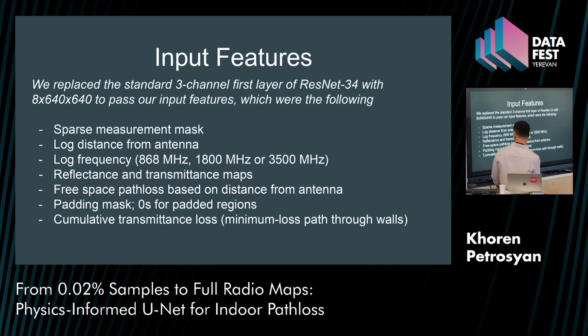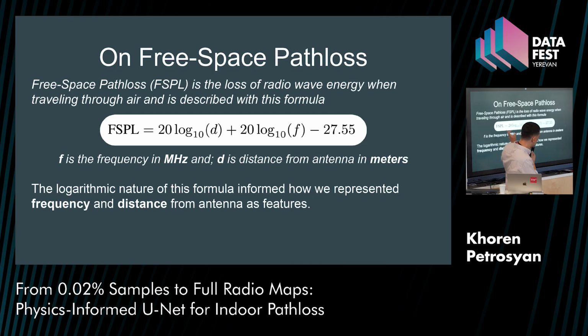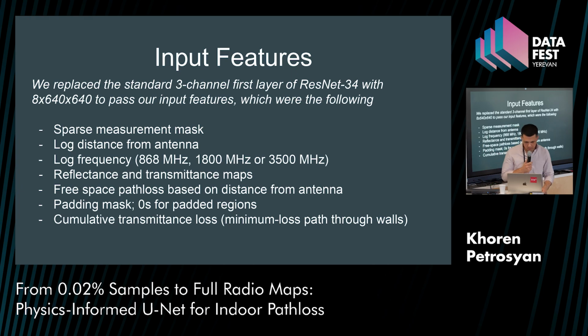We put log frequency and log distance from antenna as separate channels, and they are represented logarithmically due to their relationship in the FSPL formula. We also added padding and cumulative transmittance loss, which is how much signal strength would have been lost traveling from antenna to a specific pixel just due to passing through the walls and incurring a transmittance loss.